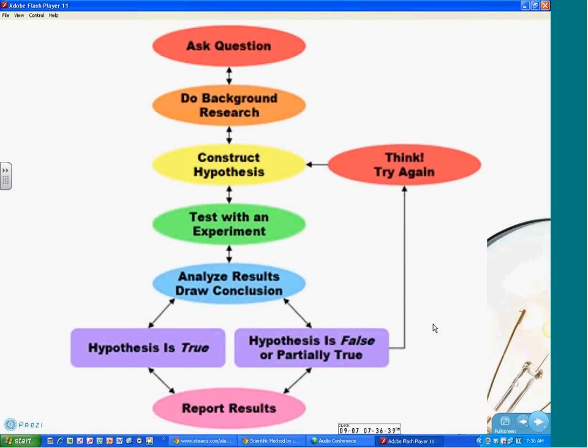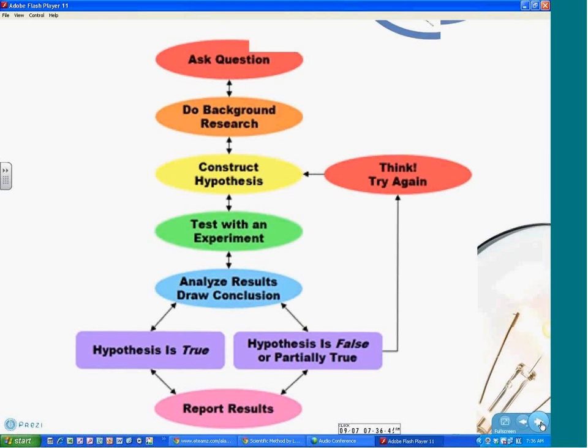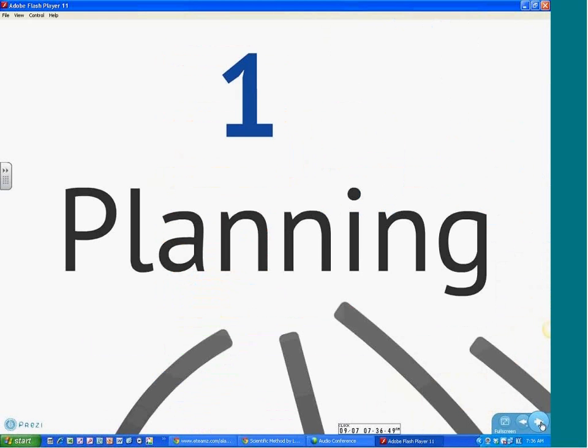We're going to go through the steps of it and give you some examples, and you should be able to reproduce the scientific method and understand the different steps. So the first thing you have to do is ask a question, and with that comes a lot of planning.